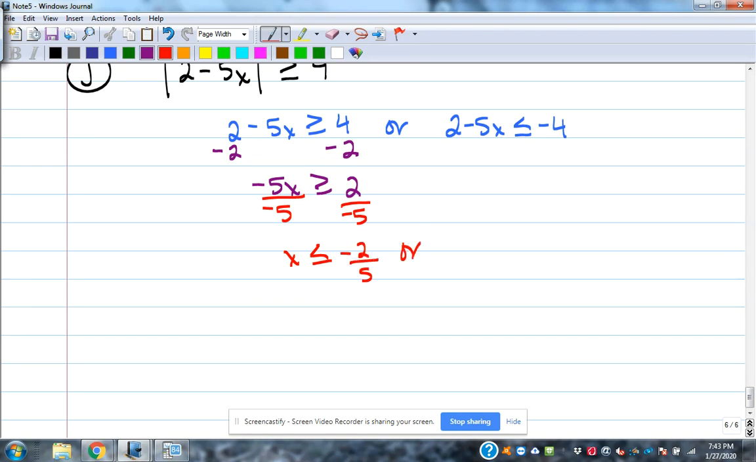Or, and then we're going to go do the other one. Subtract 2, negative 5x is less than or equal to negative 6. Divide by negative 5. Again, flip the symbol. So that's going to be x is greater than or equal to positive 6/5.